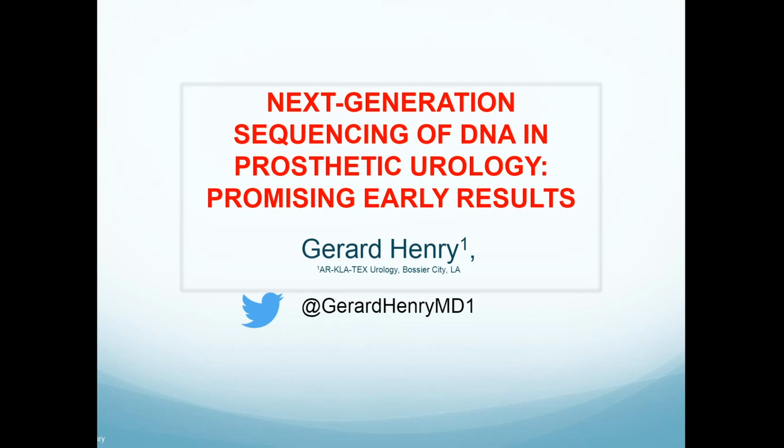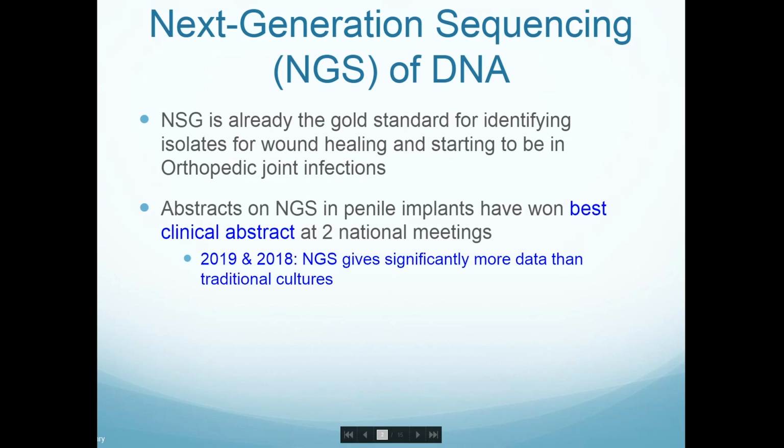Thank you, Dr. Crawford. We'll go ahead and get right into it. Next generation sequencing of DNA is what we're talking about. This is going to investigate the bacteria and fungus that is at your patient's in vivo sites for both urine and penile implants. And we'll also look at prostatic secretions. It is the gold standard for identifying isolates for wound healing and starting to be for orthopedic joint infections. So this is what led me to start investigating it.